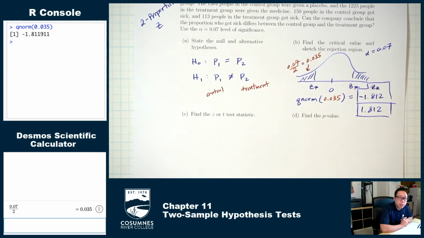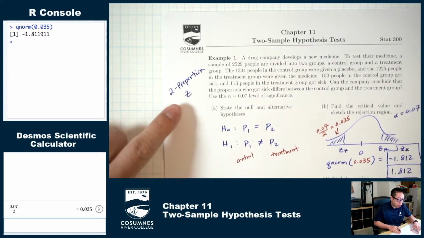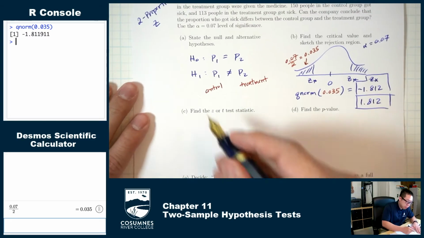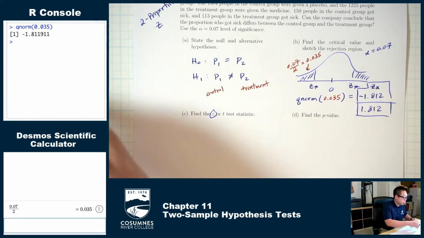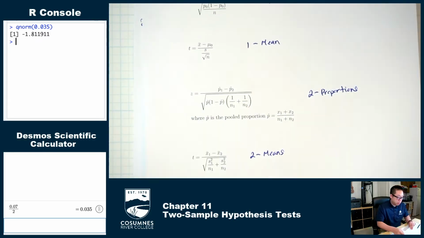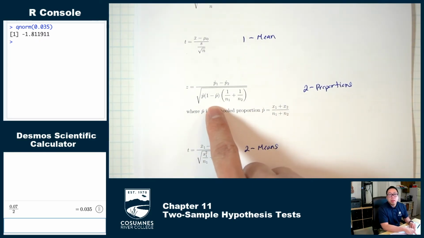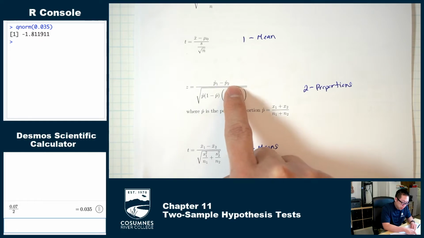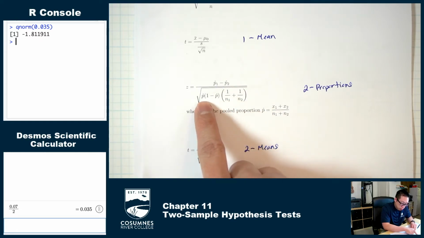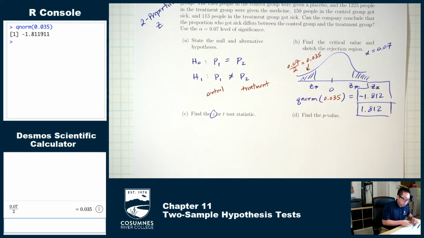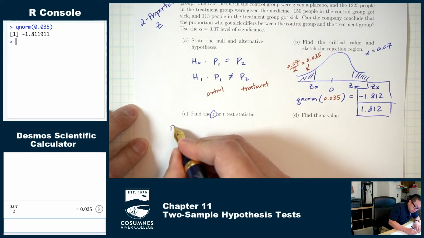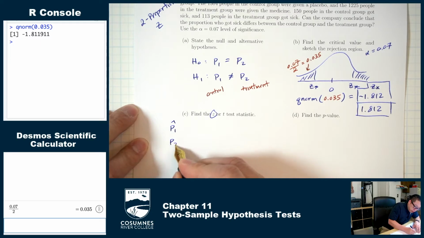Part C, find the Z or T test statistic. We're talking about proportions. I should be finding Z. And because I'm talking about 2 proportions, I should be using a second Z formula, which is this one. This formula has a P1 hat, a P2 hat, a P hat with no number, N1 and N2. So let me write all those down. So I need a P1 hat, a P2 hat, a regular P hat, an N1 and an N2.